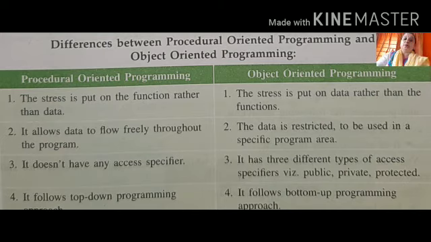Then the third point: procedural oriented programming doesn't have any access specifier, whereas object oriented programming has access specifiers, those are public, private, and protected. In the fourth point, procedural oriented programming flows from a top to down programming approach, whereas object oriented programming flows from a bottom to up programming approach.